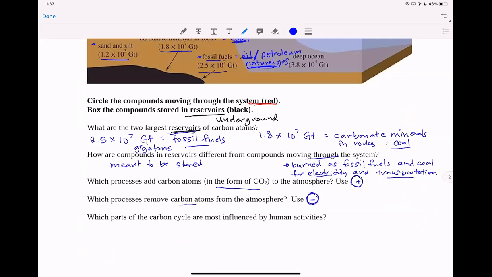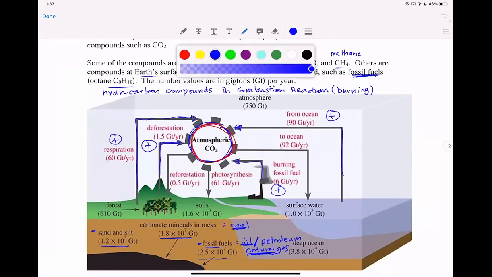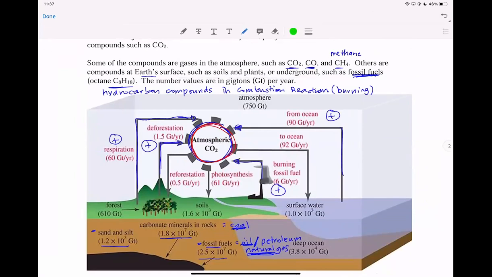Now, let's take a look, though, at the processes that remove carbon atoms from the atmosphere. And some of these are natural, so using a negative sign for that. I'm actually going to switch to the green for the negative sign. So this is the arrow coming out. So how does carbon dioxide get removed? By reforestation. What's reforestation? This is planting trees. So this is a process that is naturally matched. So deforestation naturally matches reforestation.